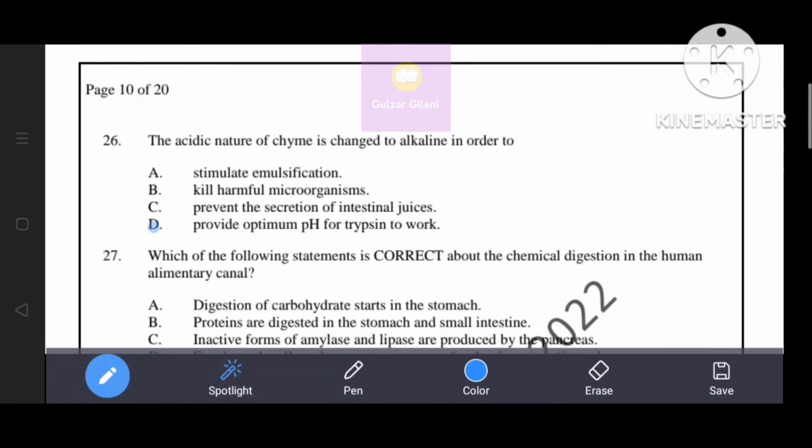Next question. The acidic nature of chyme is changed to alkaline in order to.